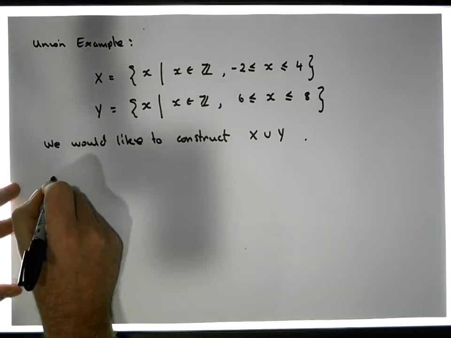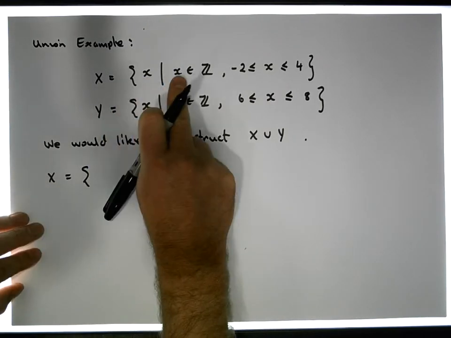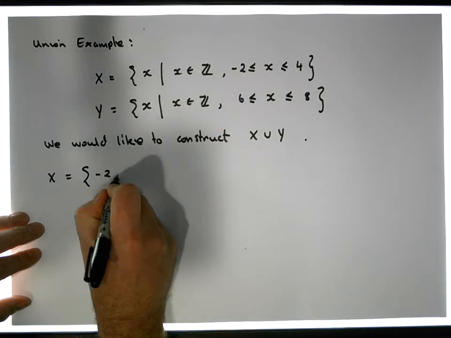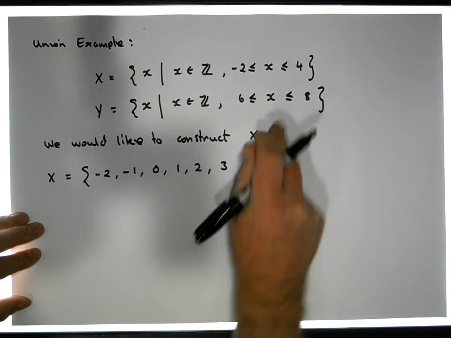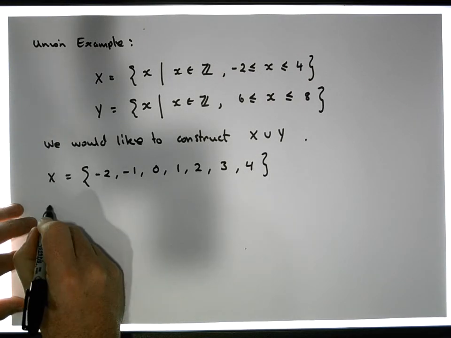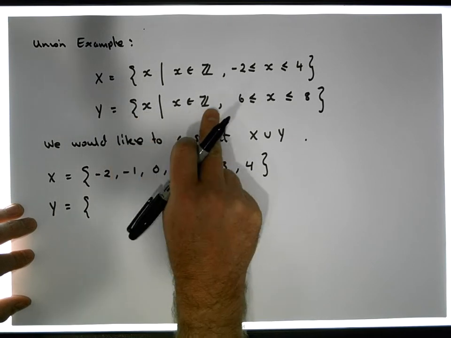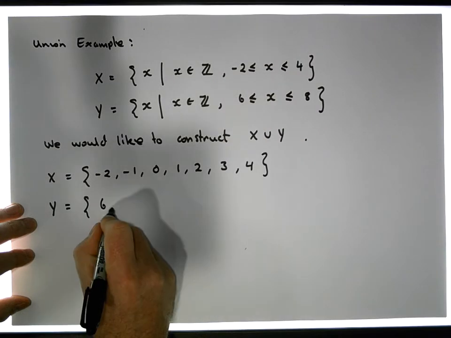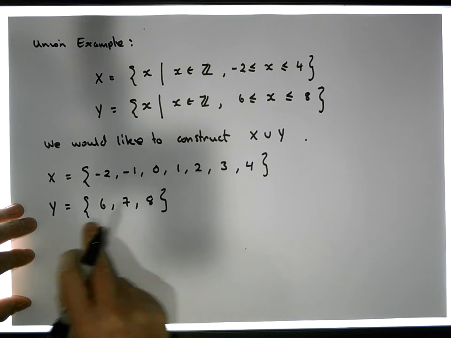So X in roster notation is the set of observations. They have to be integers, and the integers need to be greater than or equal to -2. So that would be -2, -1, 0, 1, 2, 3, and they need to be less than or equal to 4. So 4 is in the set X. What about the set Y? Well, the set Y is a set whose members or elements are integers, and they need to be greater than or equal to 6. So they start with 6, 7, and they need to be less than or equal to 8. So Y actually looks something like this.